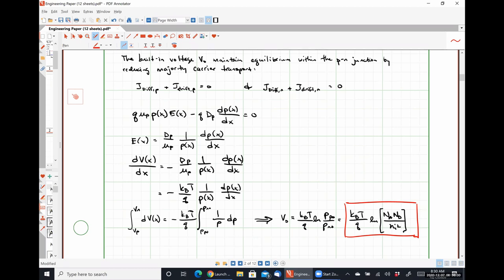So before we move along to related topics, anybody have any questions about any of this? Cameron, what's up? I'm sorry, I can't hear you. Okay, so on the voltage integral, I'm integrating from VP to VN. And on the distribution integral, I'm integrating from PP naught, the hole concentration on the P side of the crystal, to PN naught, the hole concentration on the N side of the crystal. Any other questions before we move along here?